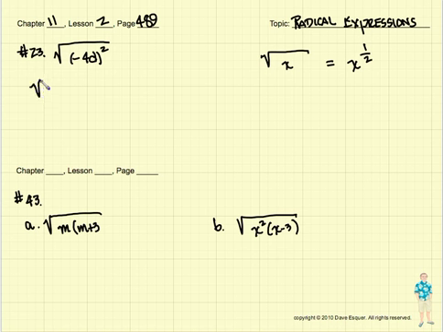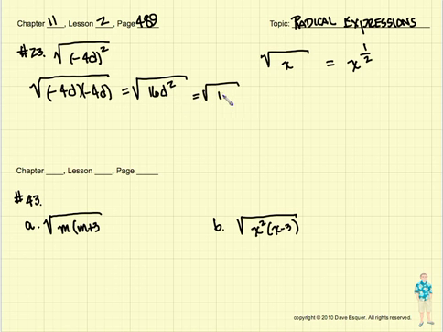And I think maybe what we want to do is just simplify. So this is minus 4d times minus 4d, and we'll get faster and faster as we practice. If we do this, we end up with 16d squared. Minus 4 times minus 4 is a positive 16, and we can break that up into 16 and d squared.